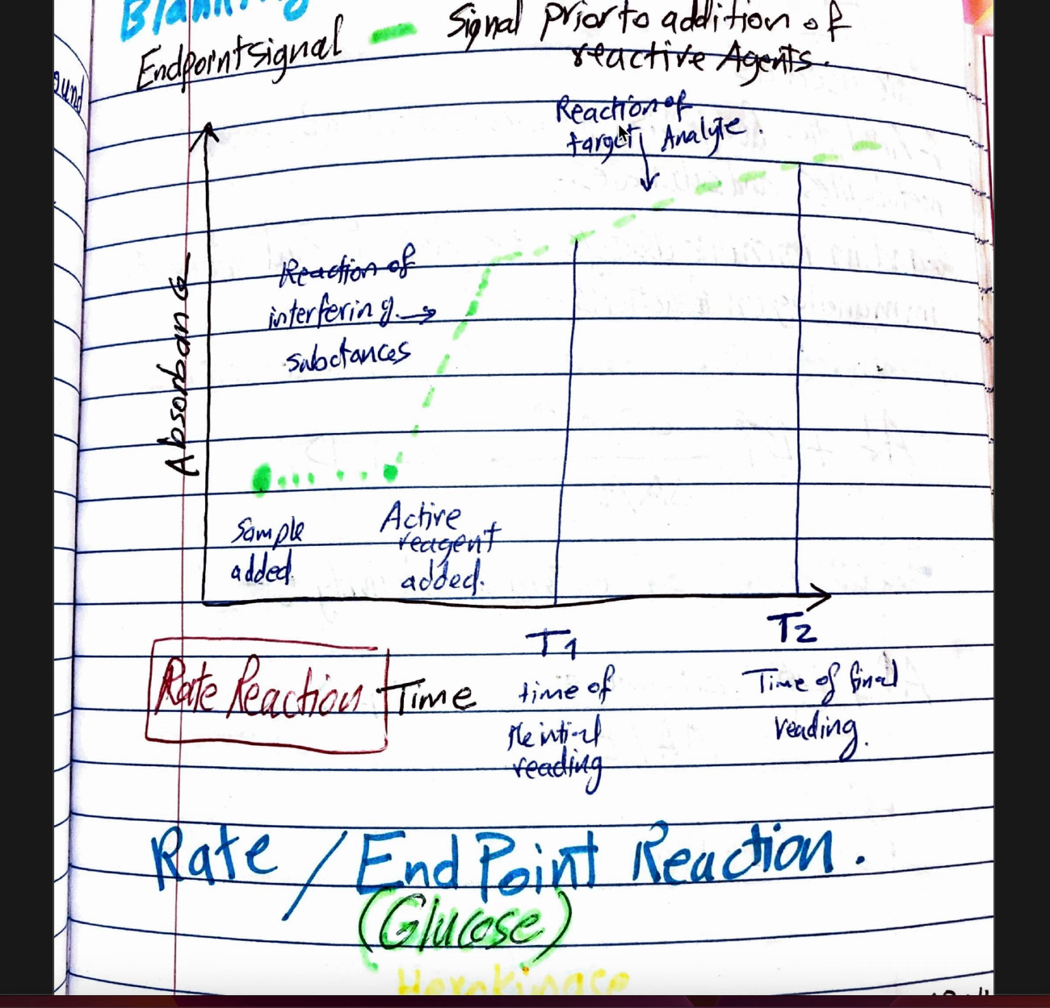Here we measure the reaction of the target analyte, but I can say here is a blanking because it will happen before the addition of the analyte, so it will be clear, and then we make another measurement when the target and the analyte react with each other.